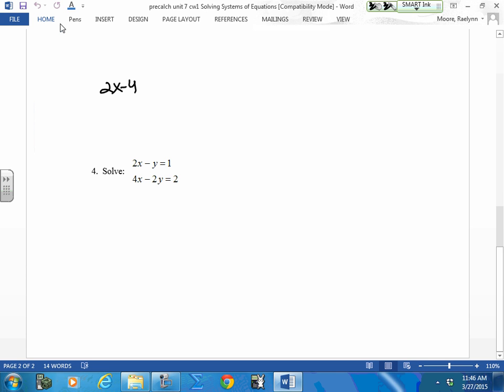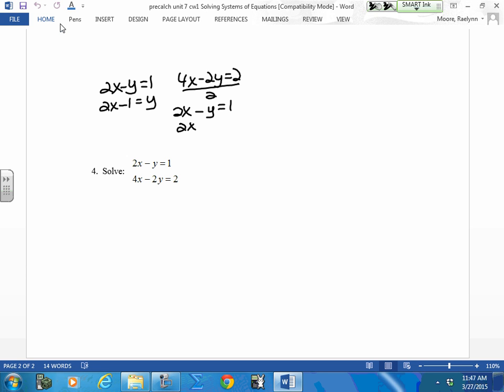2x minus y equals 1. I'm going to add y and subtract 1 on this side. Okay, let's take this guy. You see, you can divide everybody by 2. You can just start with that. Sometimes it's just easier. You're working with fewer numbers. They look a little bit different. Add y and, oops, 2x. Add y and subtract 1. They are the same exact line, aren't they? So I have infinite solutions for these guys.